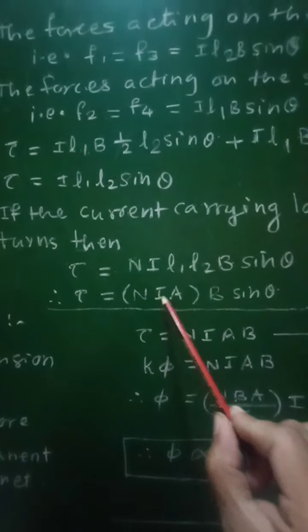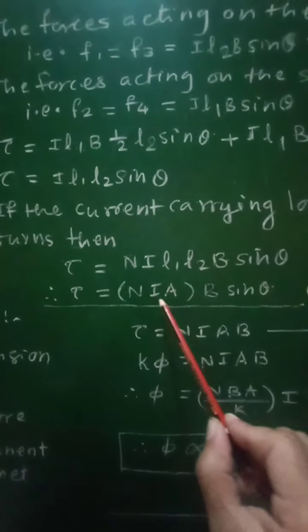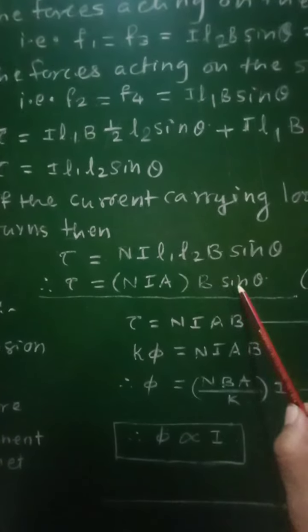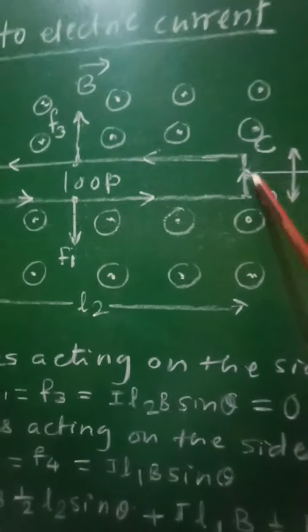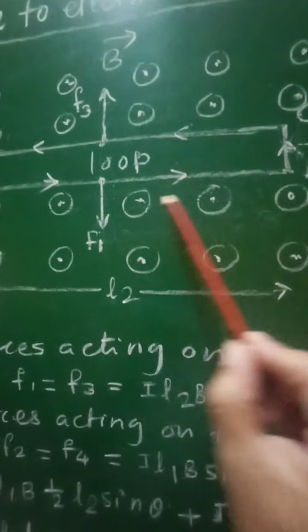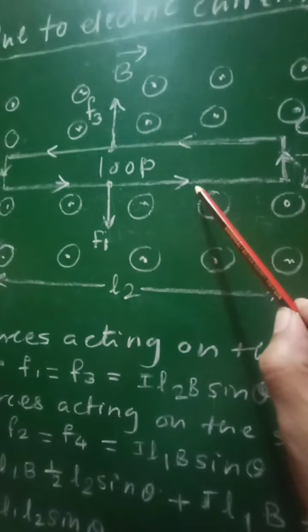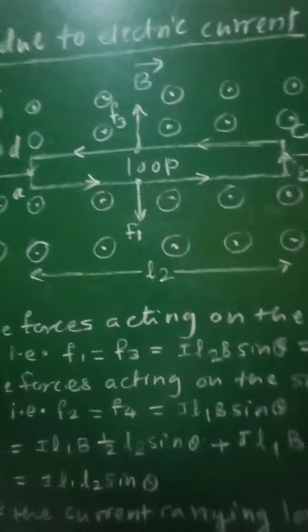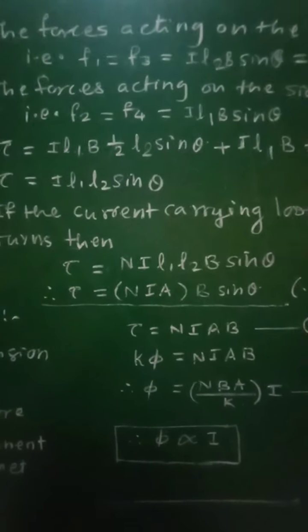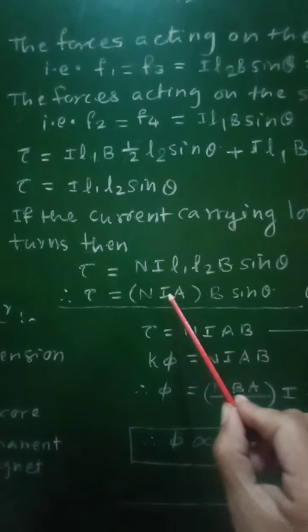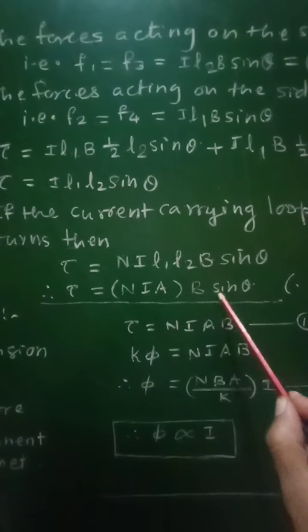Now N I A will be written in bracket, N I A into B sin theta. Now this A will be in place of L1 L2, as L1 is the vertical length, L2 is the horizontal length. So product of L1 and L2 will be the area of that rectangular coil, that is A, and that's why L1 L2 is replaced by A, and therefore torque acting will be equal to N I A into B sin theta.